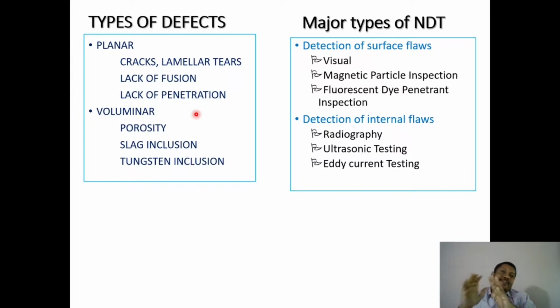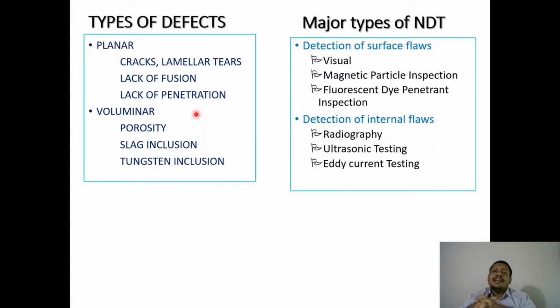Now if a defect has occurred in a weld, how are we able to identify that a defect has occurred? That is the purpose of testing of the weld joints.